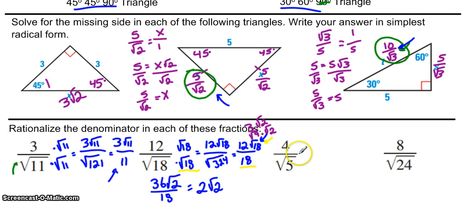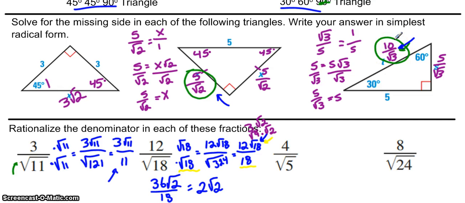At this point, pause the video and try to rationalize and simplify 4 over the square root of 5, 8 over the square root of 24, and go ahead and rationalize the two answers from above, the 5 over the square root of 2 and the 10 over the square root of 3.